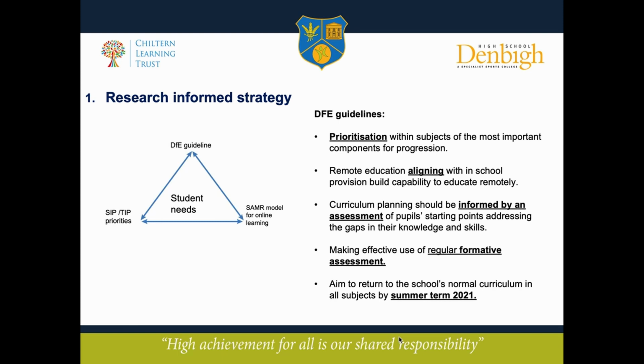The second one is that remote education should align with in-school provision, and we should be building capability to educate remotely. The next one is our curriculum planning should be informed by an assessment of pupils' starting points, and this should address the gaps in their knowledge and skills. And then the next one is making effective use of regular formative assessment. And then the final one, and this is still the case as it stands today, is that the school's normal curriculum should be returned to normal by summer of 2021.